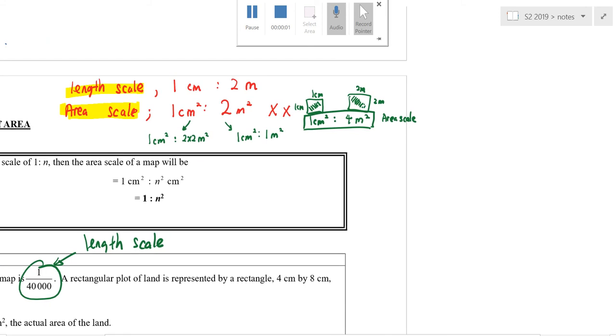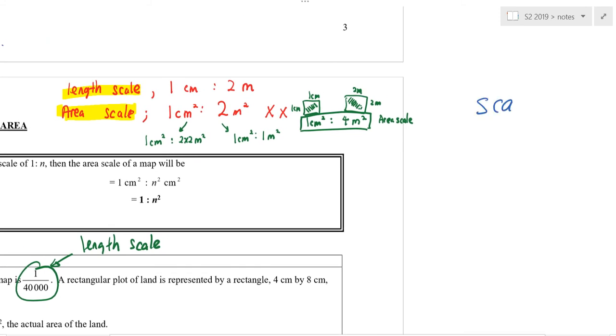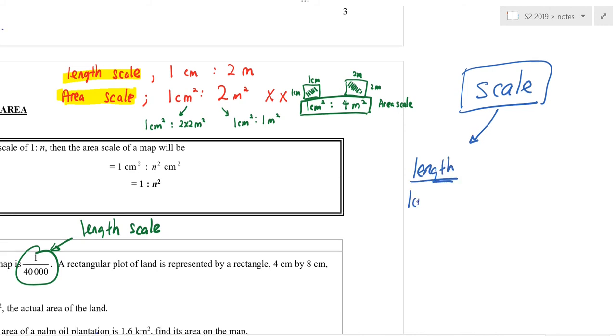Units, whatever we have said the other day. Now, when you look at scale, there are actually two types. One is length scale. Length scale is the one that you're very familiar with. So for example, 1 cm is to 2 meter, right? So this is no problem.